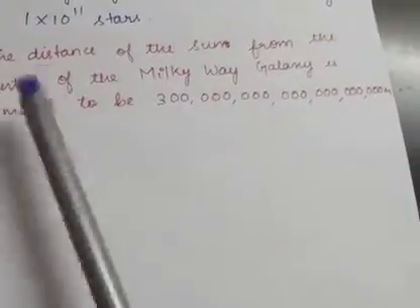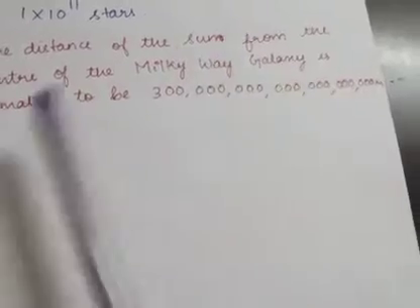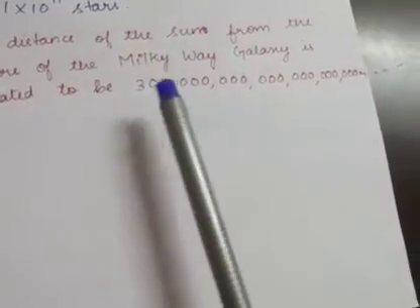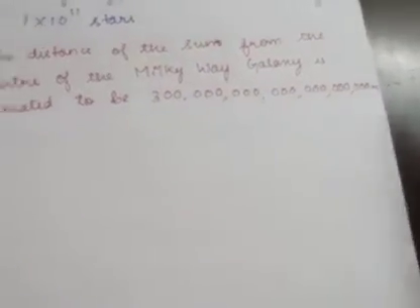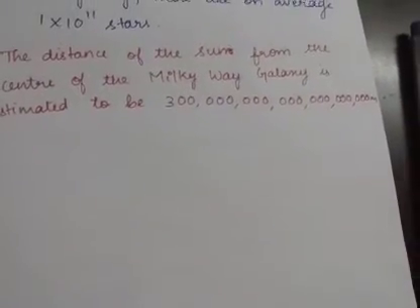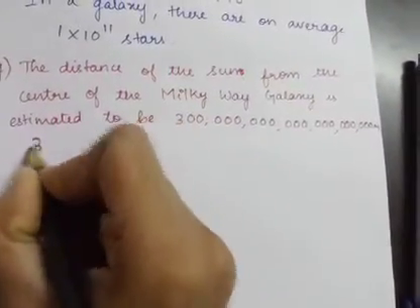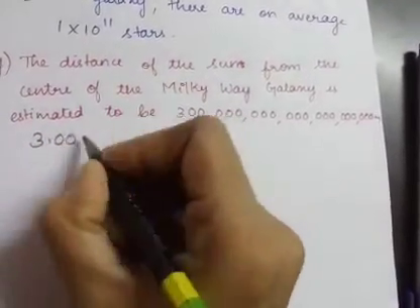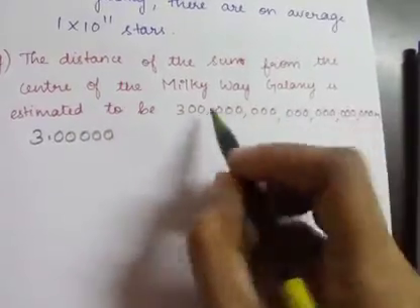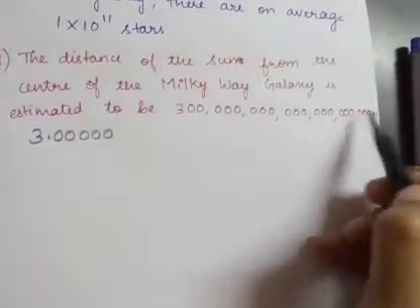Okay. The distance of the sun from the center of the Milky Way galaxy is estimated to be, see, this much big number is there. So what should you do? First you should convert that into standard form, right? I'm going to write the standard form. 3.000000. How many is it? 1 2 3 4 5 6 7.